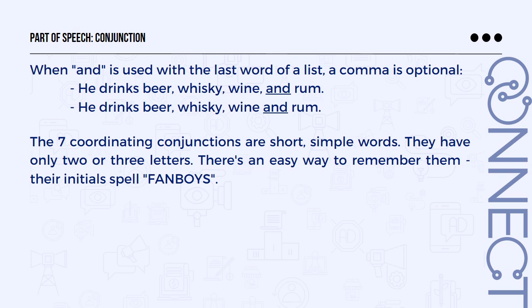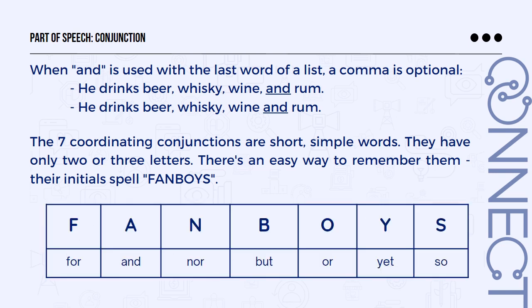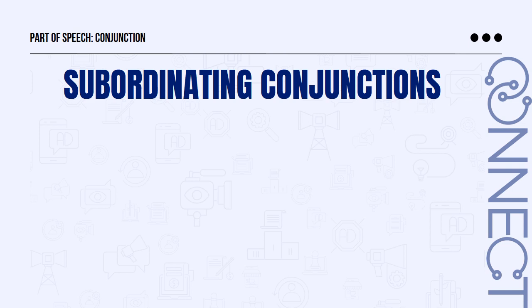So the 7 coordinating conjunctions are short, simple words. They have only 2 or 3 letters. There's an easy way to remember them. Their initials spell FANBOYS. So we have FANBOYS, F-A-N-B-O-Y-S. F is for, A is and, N is nor, B is but, O is or, Y is yet, S is so.